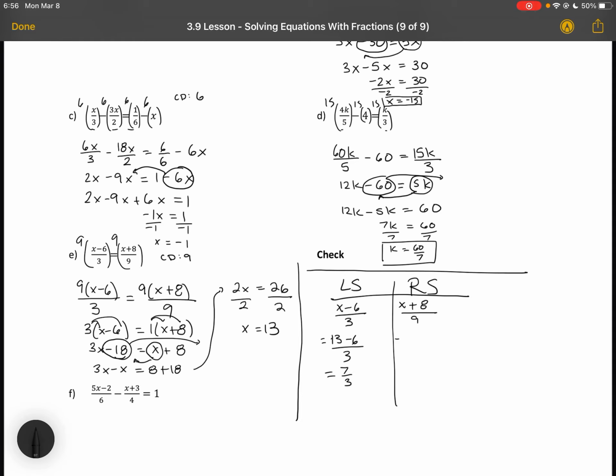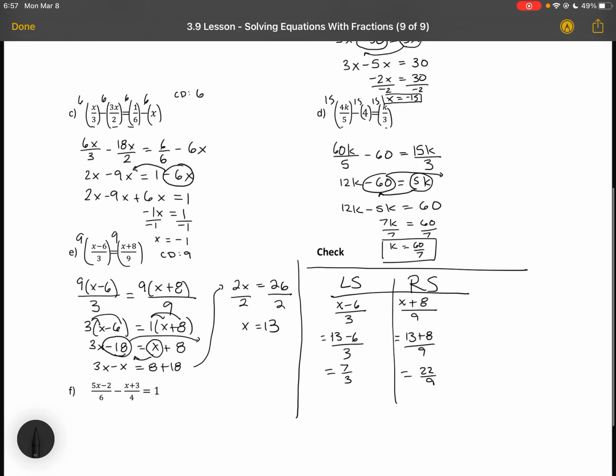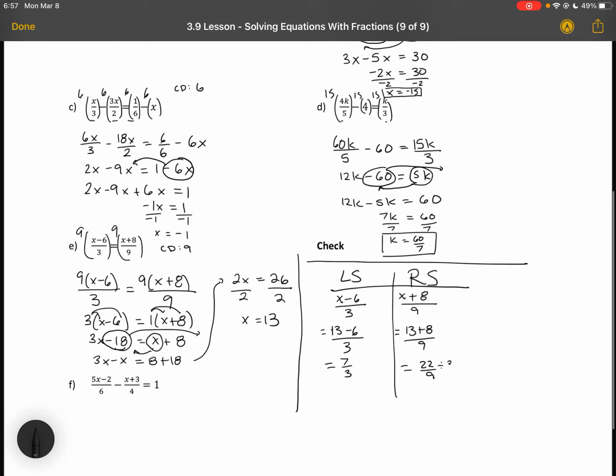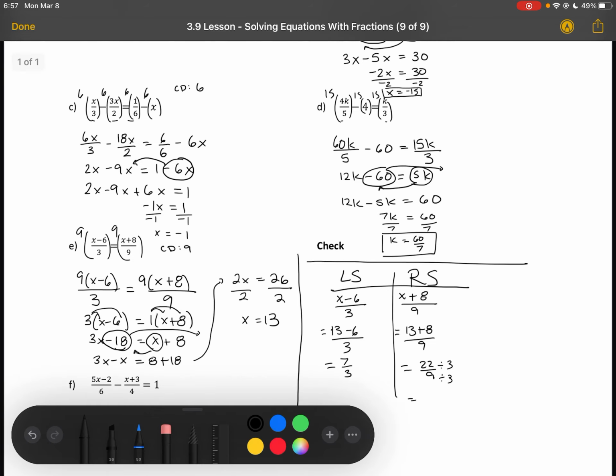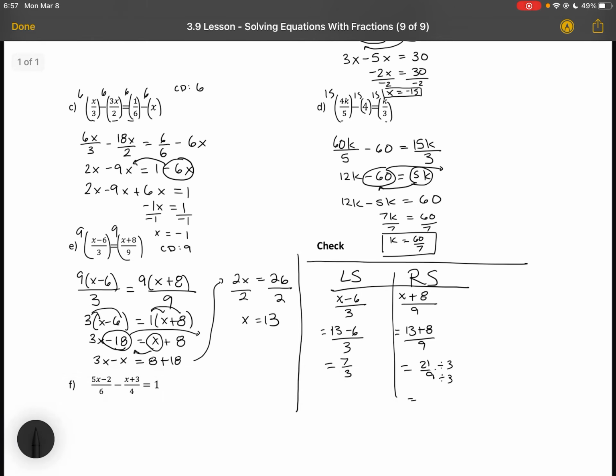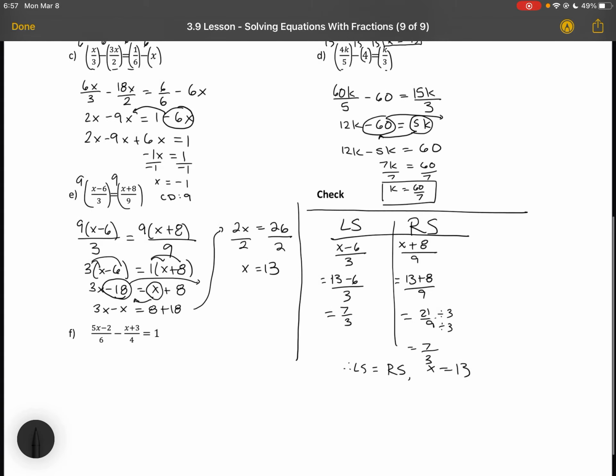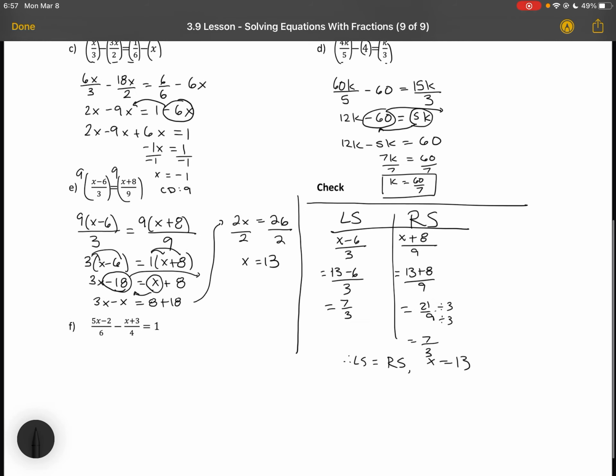So on my left-hand side, I get 7 over 3. On the right-hand side, I'm going to get 22 over 9, which at first glance doesn't look like 7 over 3. But I can reduce this fraction by dividing the top and the bottom by 3. Oh, and I think I should have 21 here. Okay, by dividing them by 3. And when I do that, I do get 7 over 3. So my left side equals the right side. So that means that x equals 13.